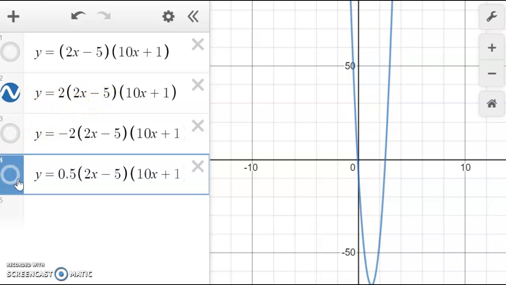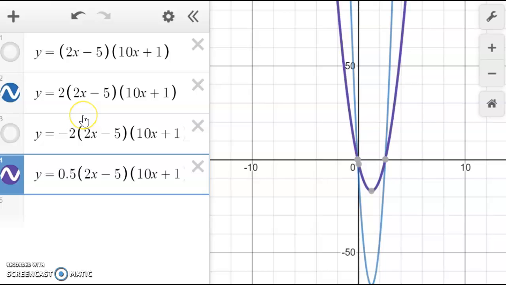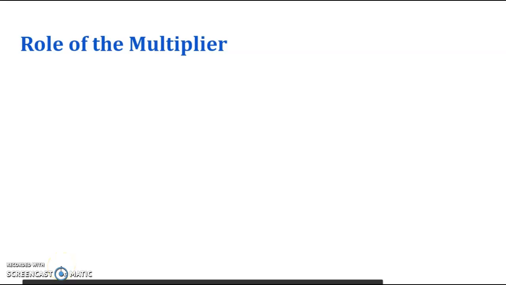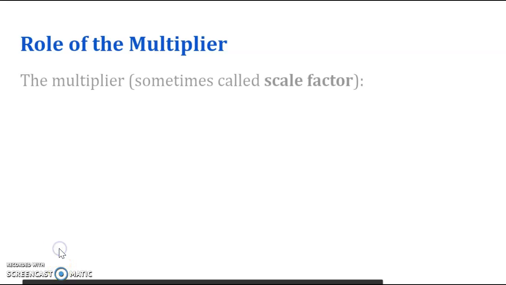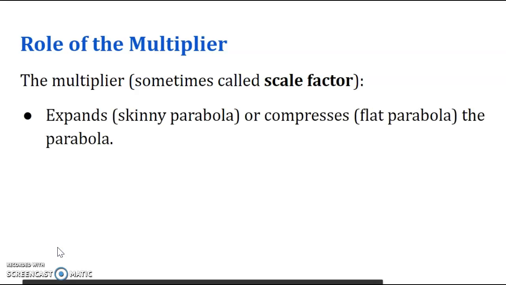Again, this is just when multiplied by 2, and this is when multiplied by 0.5. It's as if the parabola is more open, it's squashed down. Okay, so we say that it's compressed. So hopefully you have discovered that the role of the multiplier, sometimes called the scale factor, is that it expands, which creates a skinny parabola, or compresses, which creates a flat parabola.